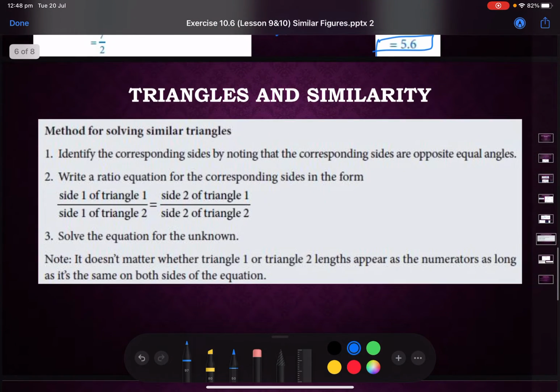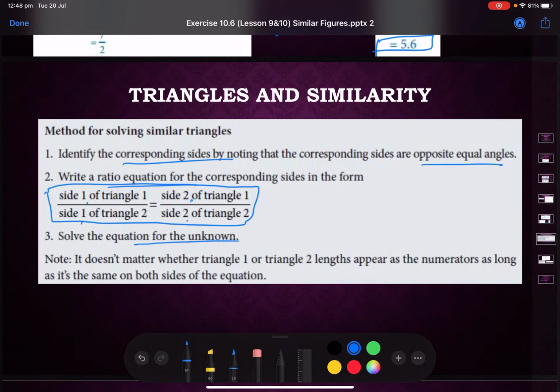In terms of looking at triangles and similarity, this is basically a method for solving similar triangles. Step 1, identify the corresponding sides by looking at the different angles that are associated. We then need to write a ratio equation for the corresponding sides. So we write each side over each side: side 1 goes over side 1, side 2 goes over side 2. This formula is the important one that we're going to be looking at. And then we can solve for the unknown value.